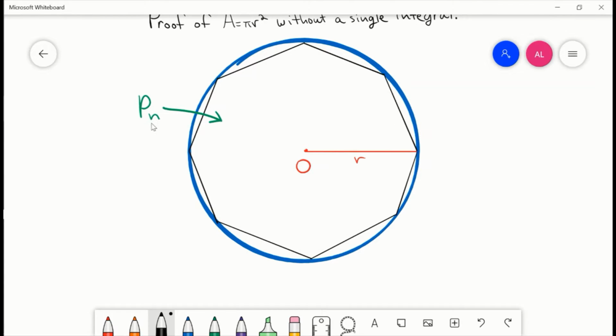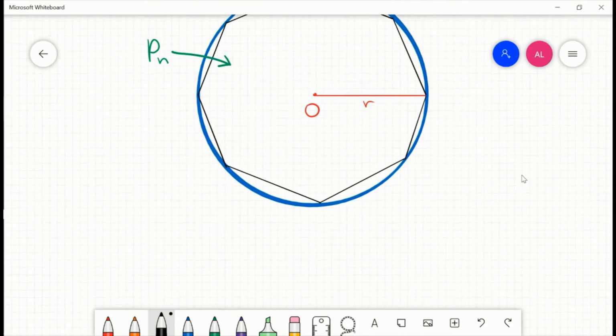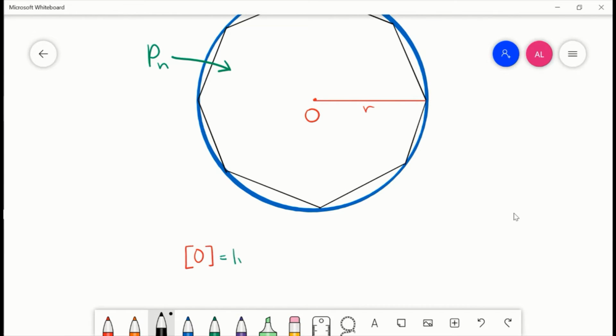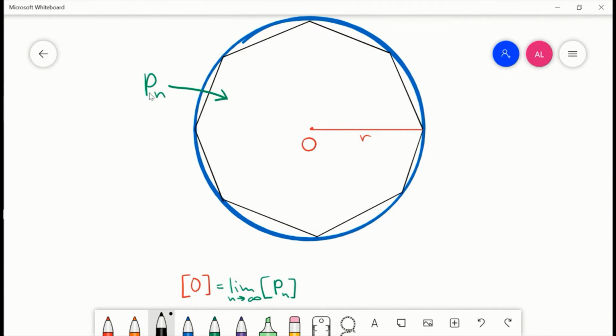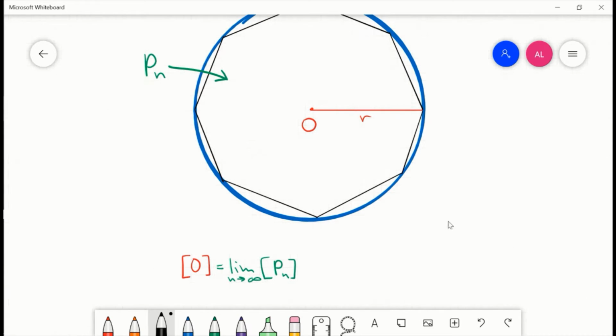So now notice what happens when n gets really, really big. As n is 100, 1,000, a million, this p of n closer and closer approaches O. And how do we represent that? Well, we represent this like this. So in math terminology, we say that the area of O, that's what these square brackets denote, is equal to the limit as n approaches infinity of the area of p of n, which is basically saying, once again, as n gets really large, the area of this polygon approaches O. So, in fact, what we're going to do is find the area of this polygon in terms of n, and then evaluate this limit to find O.